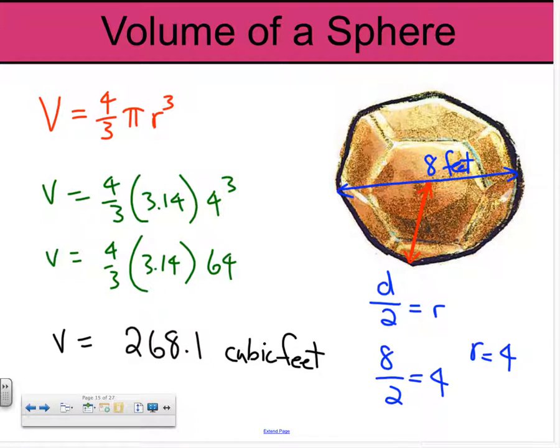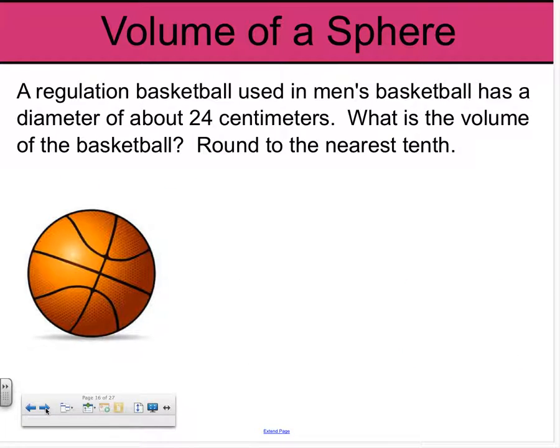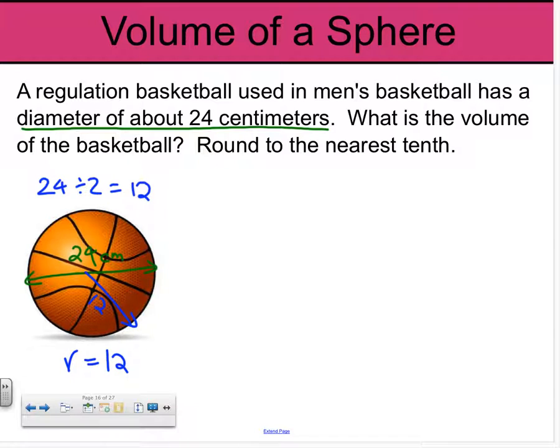Let's look at one more example, because I think the key is there's an extra step because of the diameter. So let's look at one more with the diameter. In this example, we have a basketball, and the basketball has a diameter of 24 centimeters, and they want to know the volume. So if the diameter, all the way across, is 24 centimeters, then we have to divide that by 2 to get halfway across, which would be the radius. So 24 divided by 2 equals 12. So we know the radius is 12, or r equals 12.